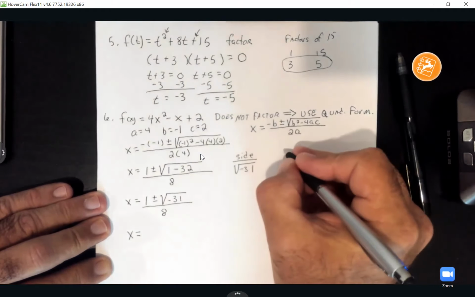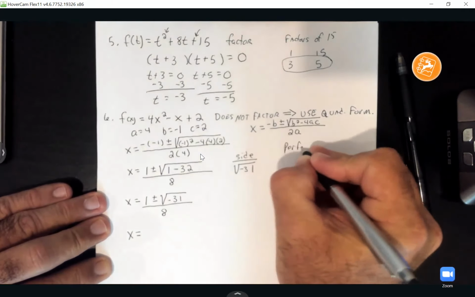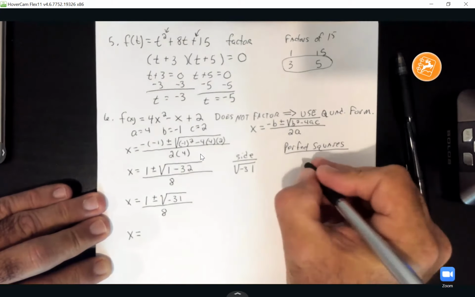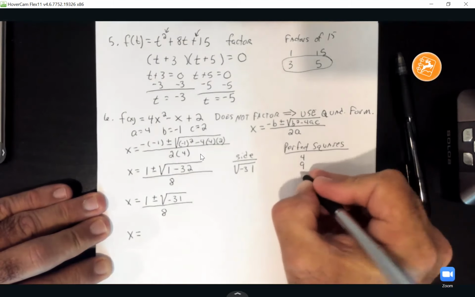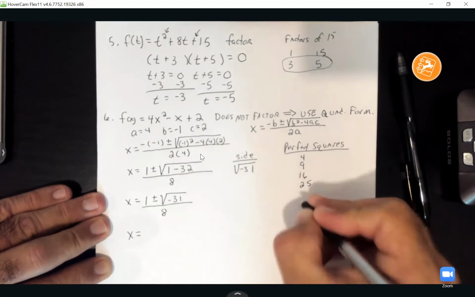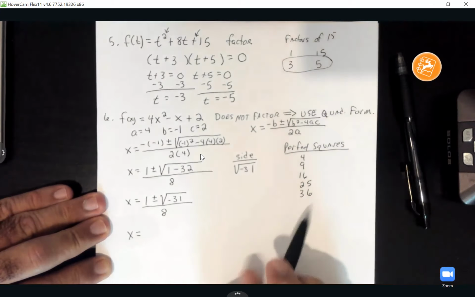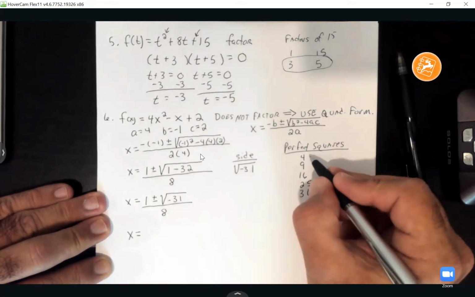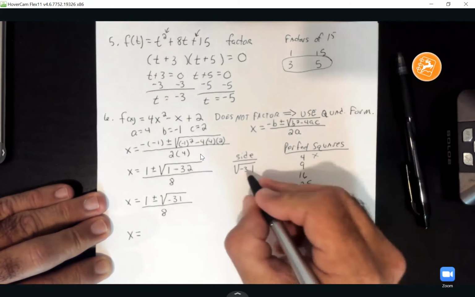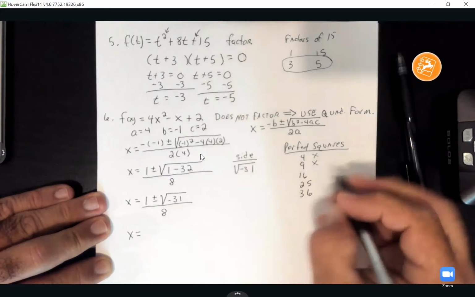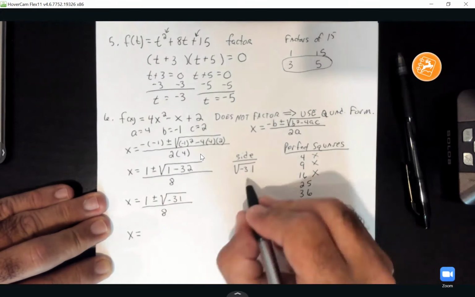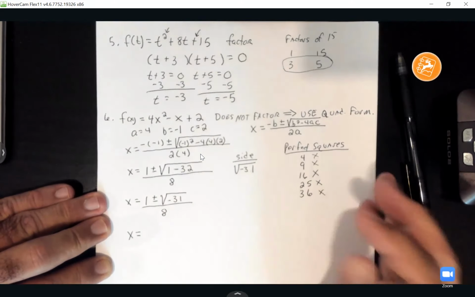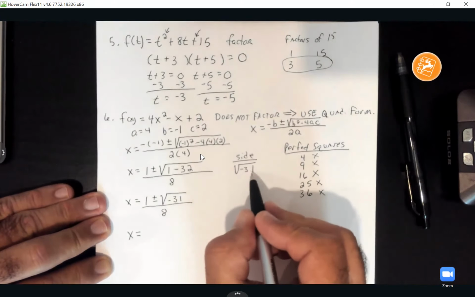So remember, the perfect squares: 4, 9, 16, 25, and 36. That's all I'm going to worry about because that's a 31 under there. But y'all, 31 does not divide by 4. 31 does not divide by 9. 31 does not divide by 16. Does not divide by 25. And everything else is getting too big. So the 31 is not going to simplify.